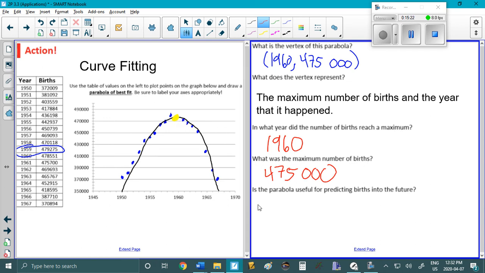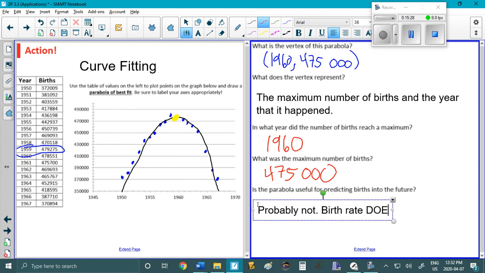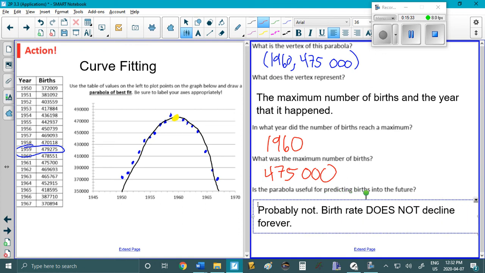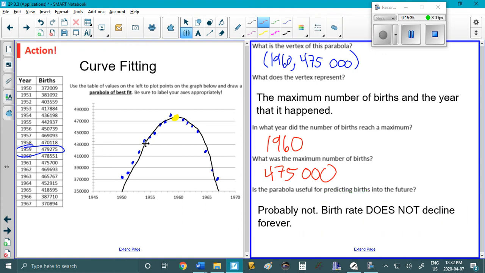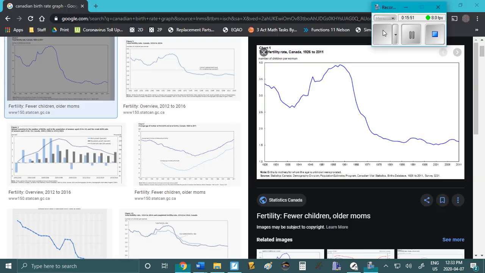So is it accurate for predicting the future? Probably not. Birth rate does not decline forever. So for example, those baby boomers' children like myself, there's a lot of us because there were a lot of baby boomers. So when the baby boomers started having kids, there would have been a spike as well. And you can look up Canadian birth rate over time if you want.